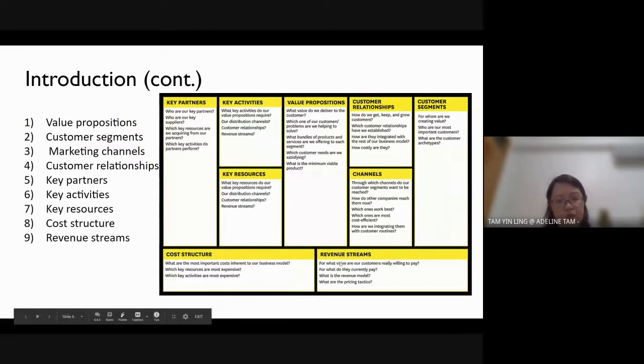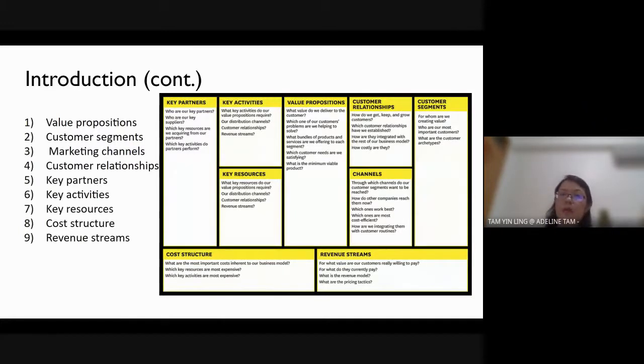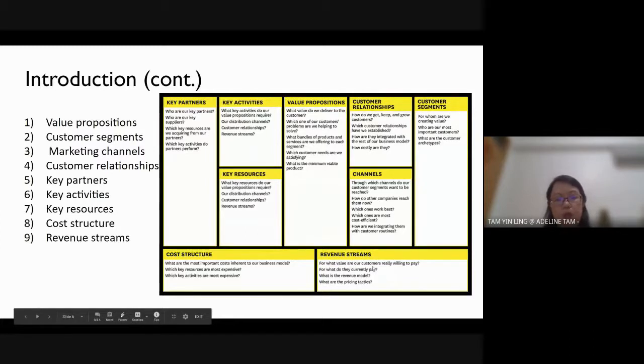And your revenue here, you tell me how much value customers are willing to pay for, what do they currently pay, how much they pay if you have a similar product in the market, and how much you charge, and then how do they pay you. The last question will be, do you expect them to pay you cash or by other methods such as e-wallet? So this in simple, we look at the 9 areas.